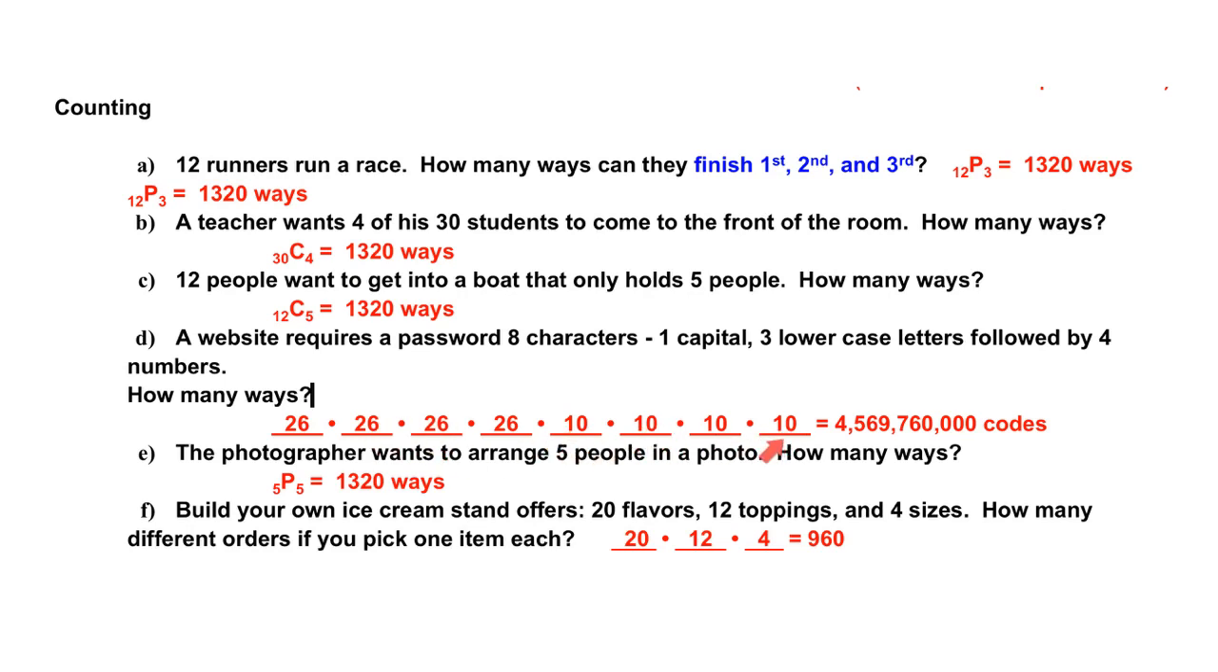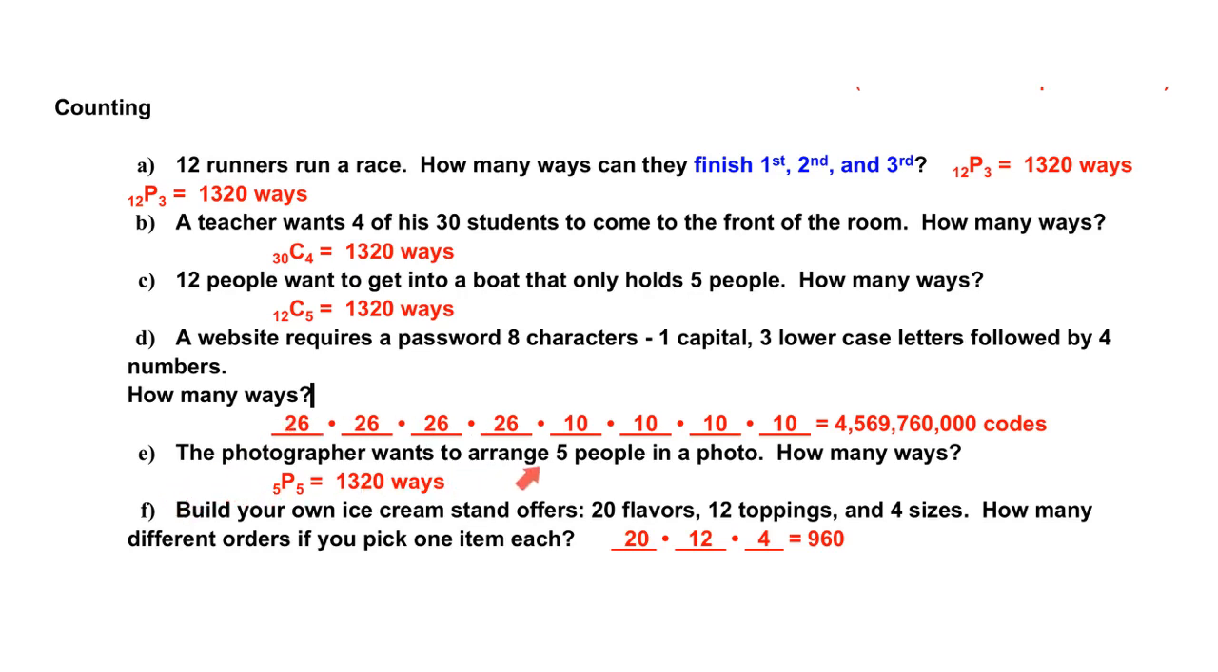But if it were to say you can't repeat the letters or the numbers, then you just start with the total that you have to work with and start counting down from there. If it were numbers that can't repeat, you'd start at 10 and then go 9, 8, 7, and so on, and then multiply all those numbers together.